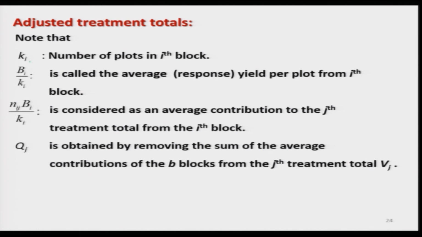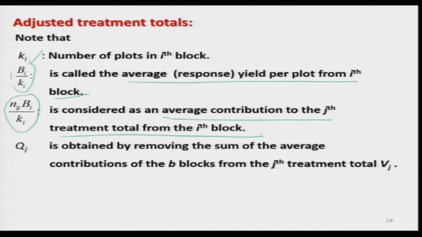That is why this q j is called the adjusted treatment totals, and in this case k i is the number of plots in the ith block. The term B i upon k i is called the average yield, or average response per plot, from the ith block. If you multiply B i upon k i by n i j, this quantity is considered as an average contribution to the jth treatment total from the ith block, and q j is obtained by removing the sum of the average contributions of the blocks from the jth treatment total V j, right. So, this is what you have to understand.